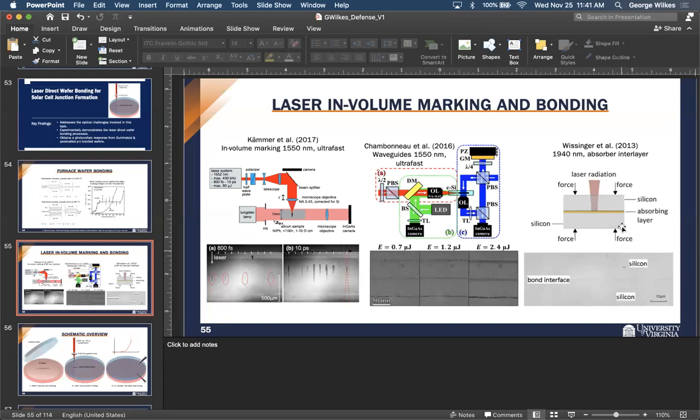Yeah, I'm wondering what this method may open up in the future. So if you can bond different materials together using this approach, I'm wondering if that can even work. I mean, clearly you need the absorption at the interface, so it may not work with narrow bandgap, right? Yeah, maybe that's something to think about.